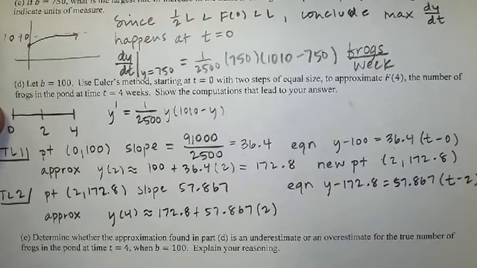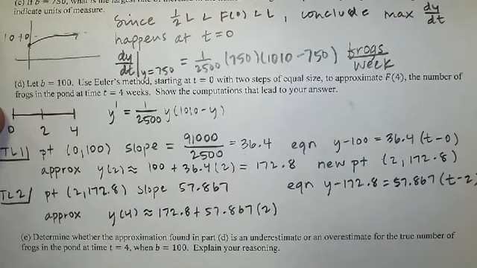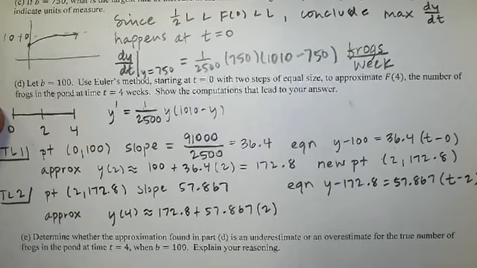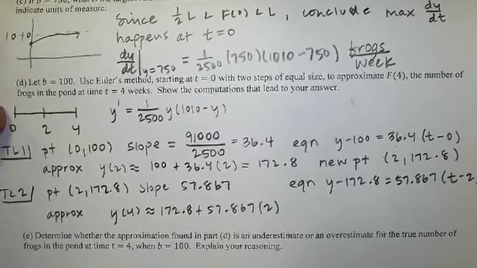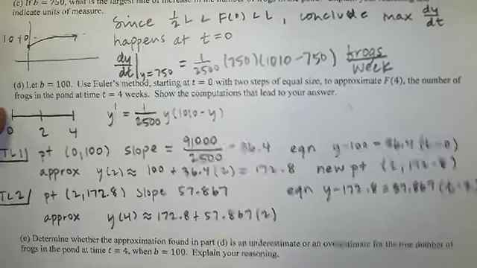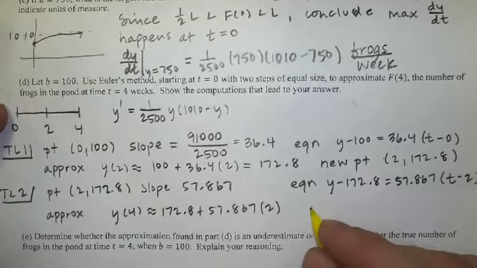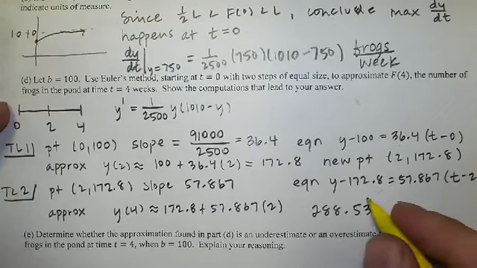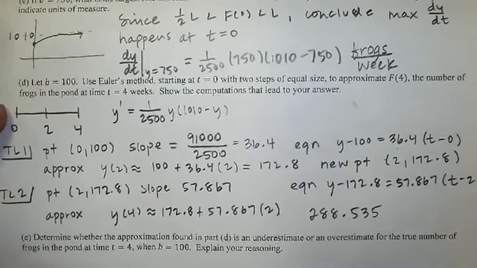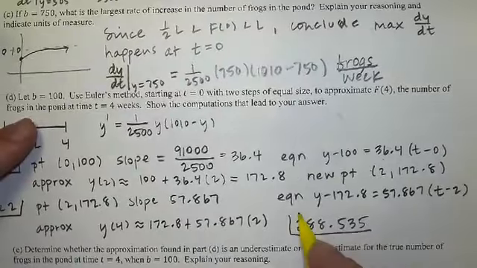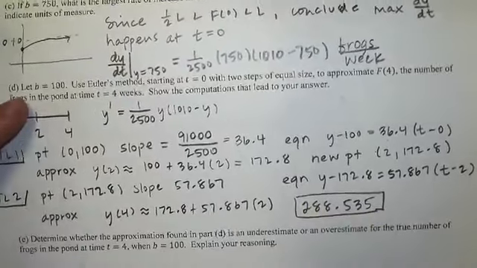I will just add 172.8. That's going to be 288.534 or 535. And so basically, it rounds. And that's my approximation using Euler's method for the number of frogs at time t equals 4 weeks.